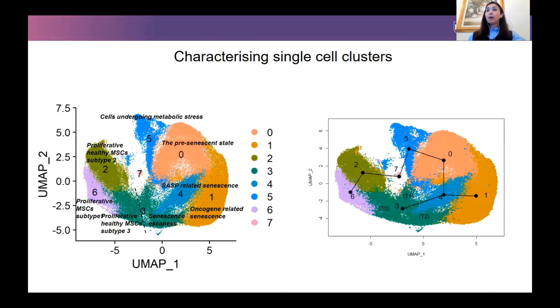So overall, clusters 6 and 2 are healthy proliferative MSCs, and then what happens is that through time, they undergo metabolic stress, and then they reach their pre-senescent state, and then from there they'll have two sort of cell fates. One is SASP-related senescence, one is oncogene-related senescence, and then these clusters here, we are calling them senescent escapees. These are T2 cells that have managed to escape senescence.